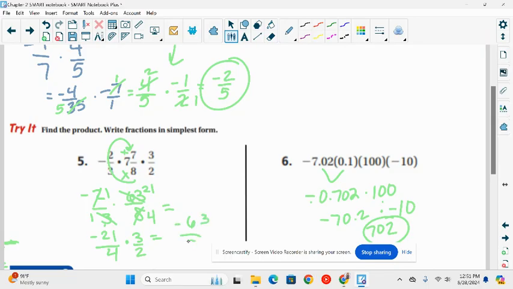63 over 8. How many people got that? How many people got a big one? Negative 378 over 40. Yeah. If you got that, those two are equal to each other. You just didn't cross cancel anything. So either one of those would have been correct.